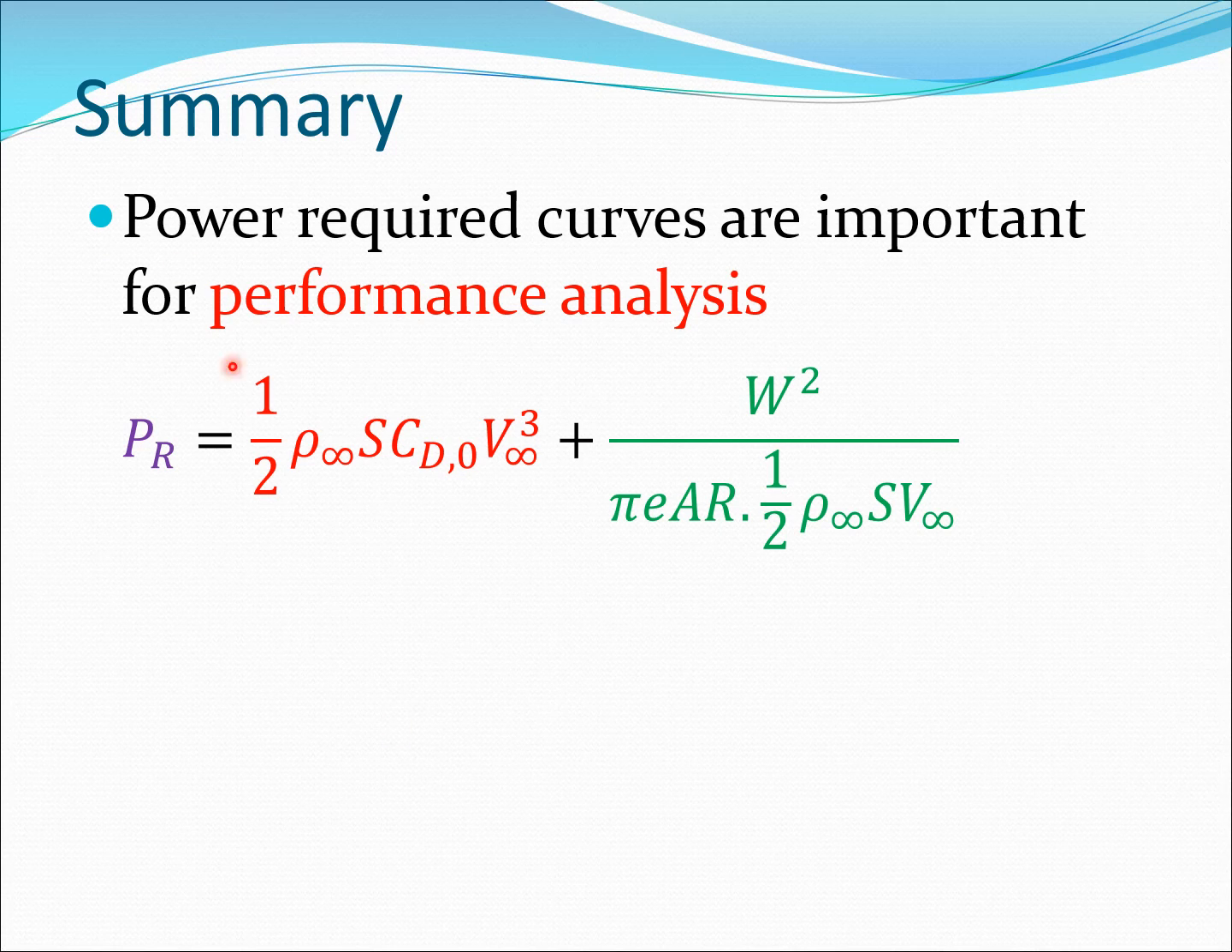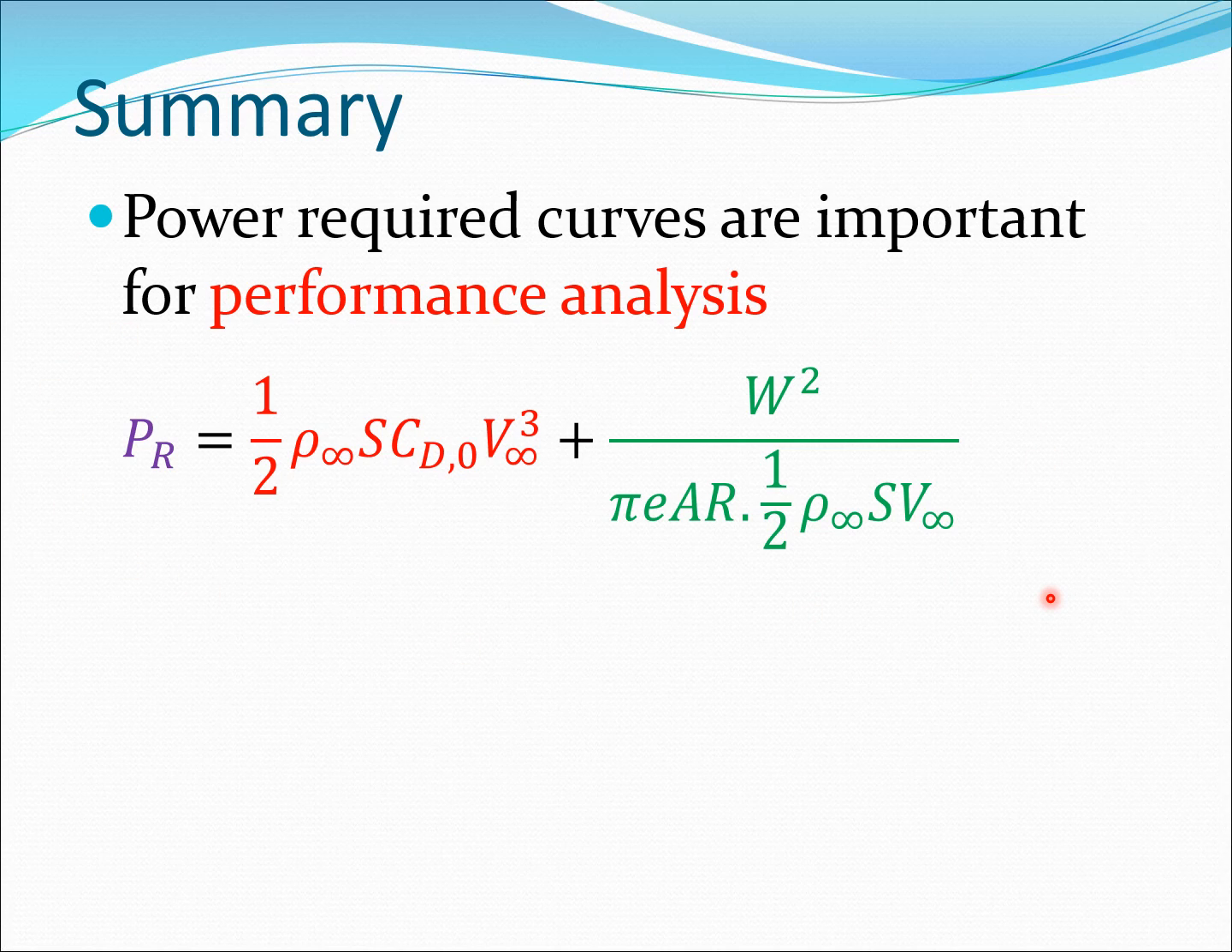To summarize today's lecture, we saw that the power required curves are important for what is often known as aircraft performance or performance analysis, and the equation is given like this here. There is a part due to CD0, which is proportional to V infinity cubed, and the second part is proportional to 1 by V infinity. This is the total power required curve.